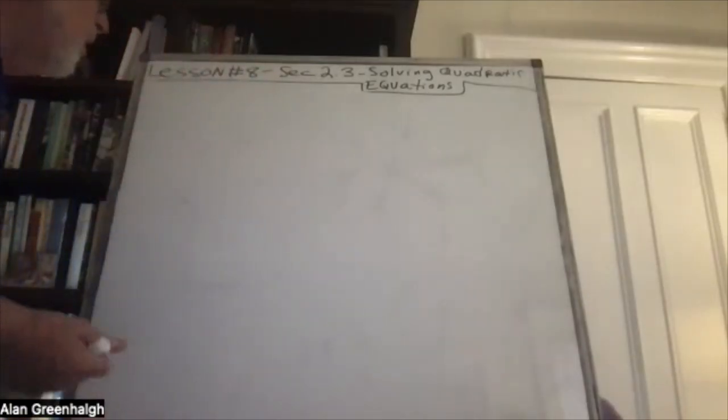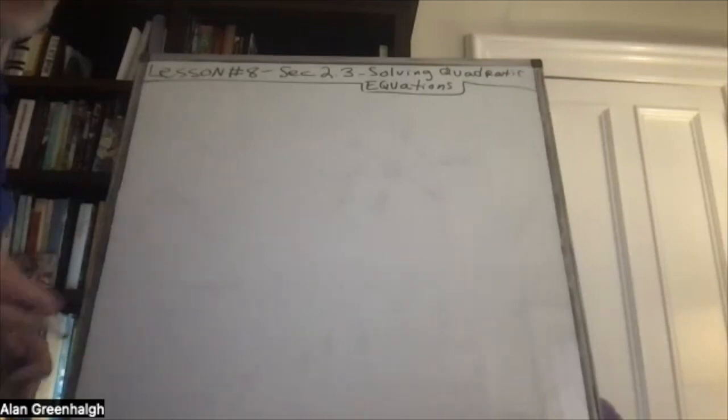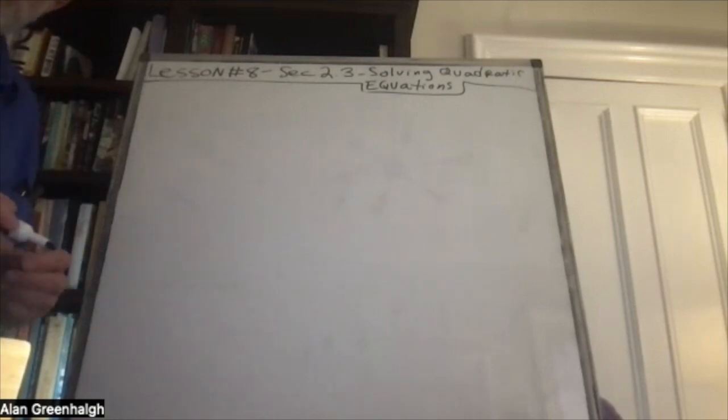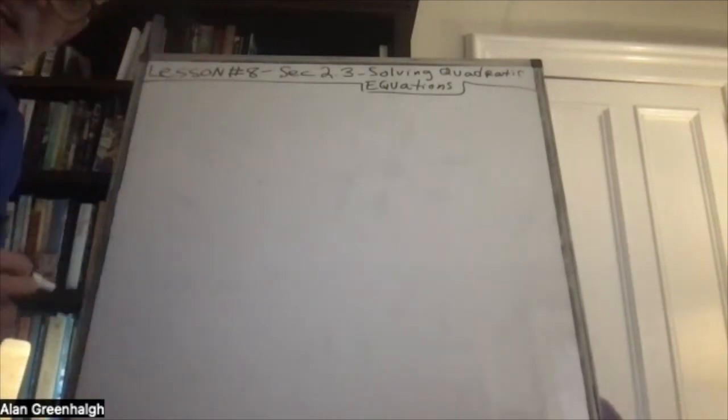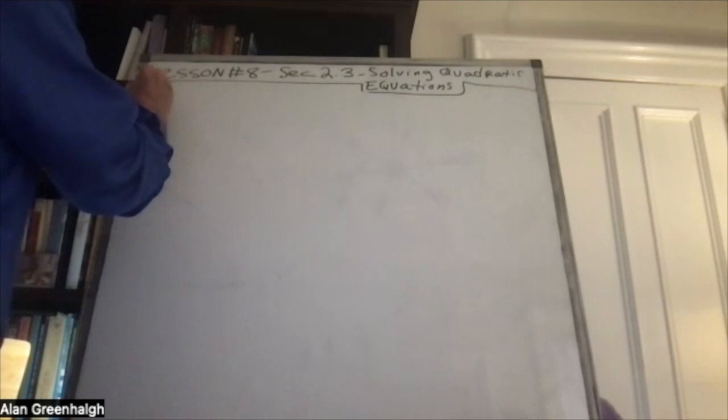So we're looking at section 2.3, which is solving quadratic equations. There's three methods of solving quadratic equations depending upon what the equation looks like. This is the first one.